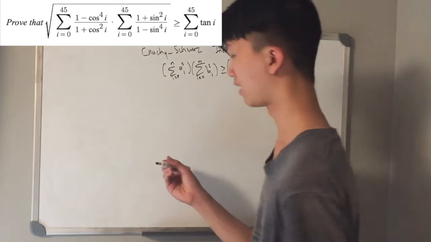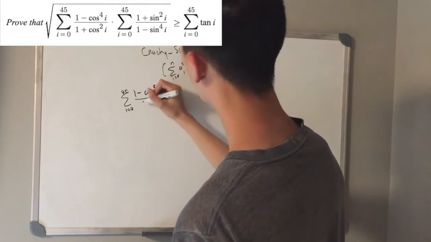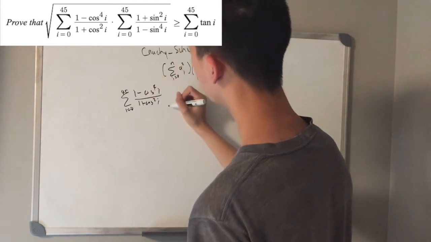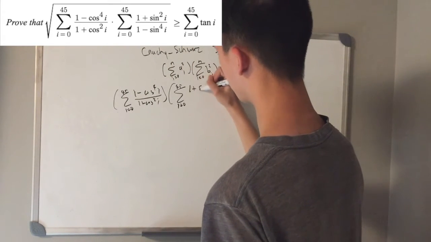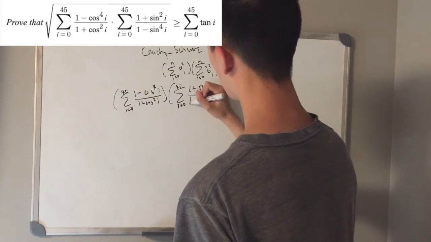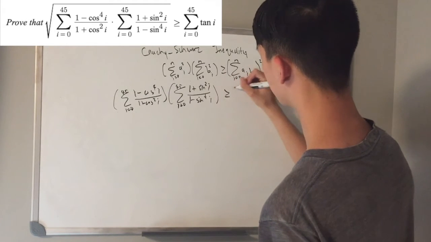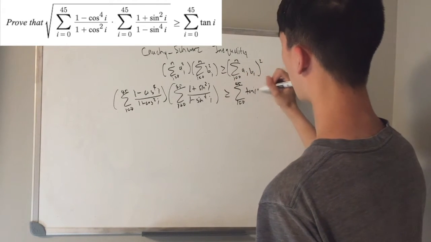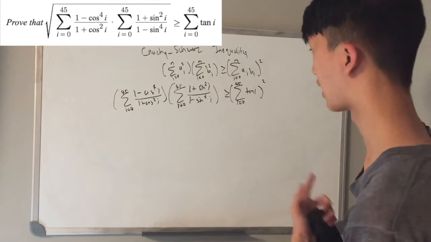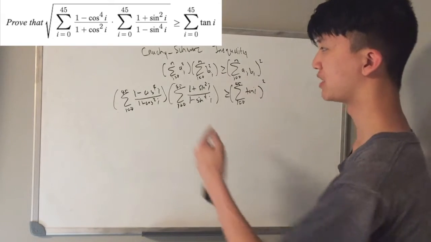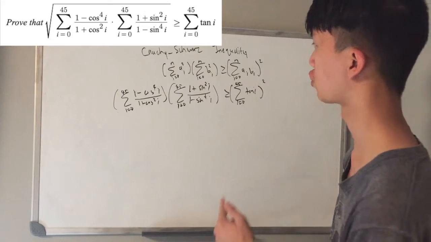And so now we have the sum of (1 minus the cosine to the power of 4 of i) over (1 plus the cosine squared of i), multiplied by the sum of (1 plus the sine squared of i) over (1 minus the sine to the power of 4 of i), and then this is greater than the sum of tangents of i, all squared. So at first, the application of Cauchy-Schwarz is not that clear here, but one thing we can do is manipulate these two expressions to maybe solve for some sets such that Cauchy-Schwarz can be applied.